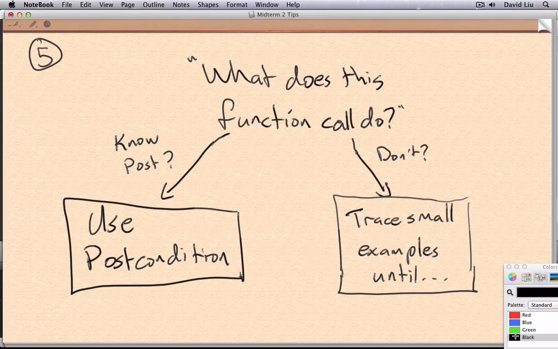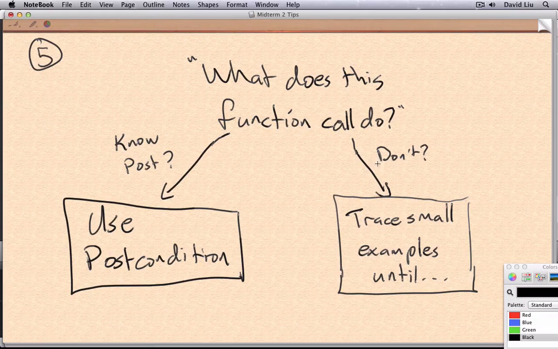Okay, when you're talking about correctness, a very common question to ask yourself is, well, what is this function call doing? Maybe it's a recursive call, for example, and you're trying to figure out what does it do. There's really only two possible outcomes for this. Either you know the post condition of the function, in which case use the post condition to answer what does this function do. That's it, post condition, period.